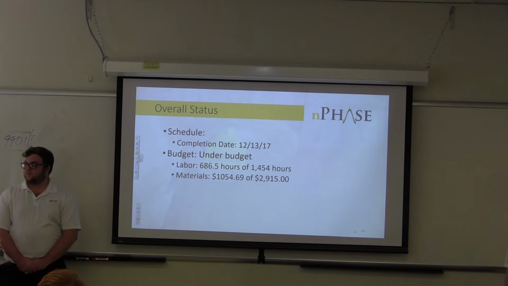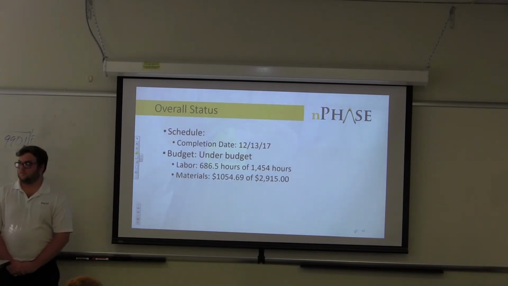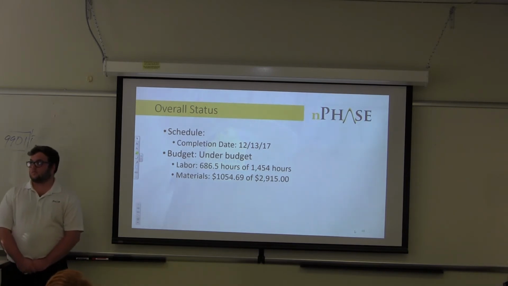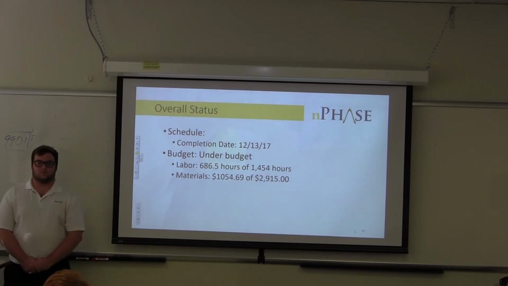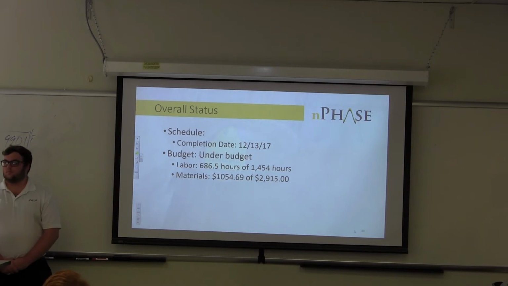So now for our summary of our project, our overall status. Our completion date is scheduled to be on the 13th of December. Currently, we are under budget. Our labor hours are 686.5 hours out of 1,454 budgeted hours. Materials cost so far is $1,054.69, out of a budget of $2,915.